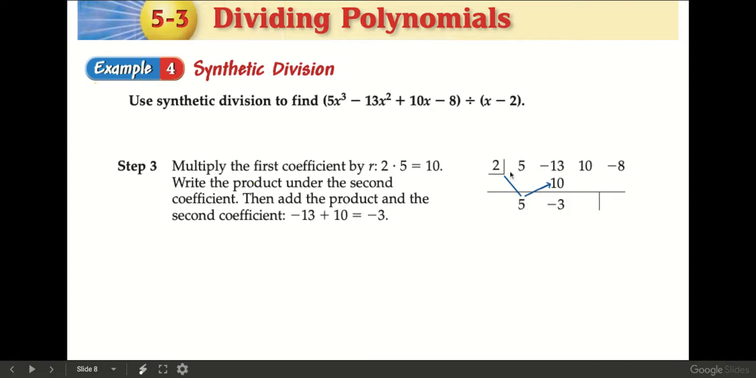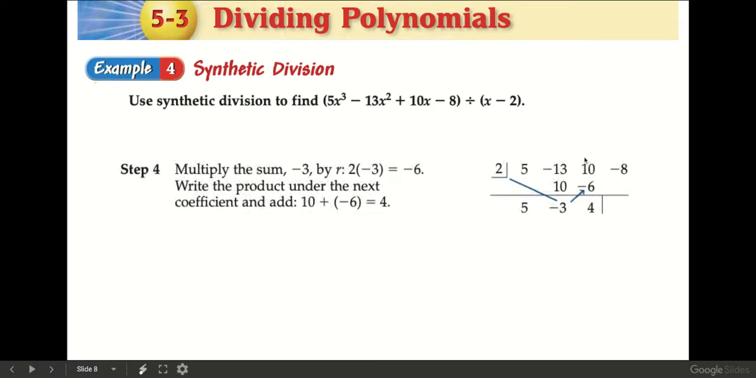Right? 2 times 5 is 10. And then I'm going to go ahead and add these numbers. So negative 13 plus 10 is negative 3. The next step is I'm going to do 2 times negative 3. So 2 times negative 3 is negative 6. Right? 10 plus negative 6 is 4.